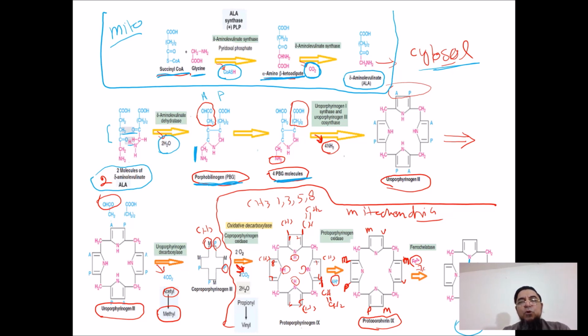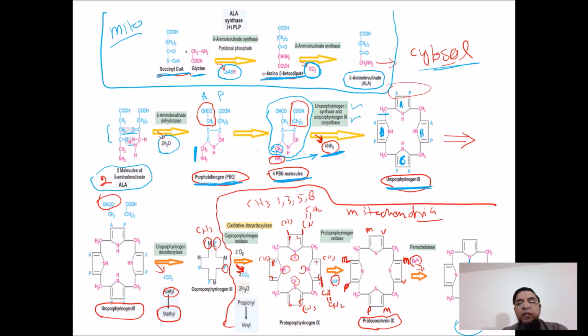Then what happens? Four porphobilinogen will condense with the help of the enzymes uroporphyrinogen I synthase and uroporphyrinogen III cosynthase, and deamination will take place. Four amino groups will be removed, and then these four rings will connect with each other. So here you have four rings: 1, 2, 3, 4, four porphobilinogen. You have A, B, C, and D, and they are connected with this CH2 group. The product is known as uroporphyrinogen III.